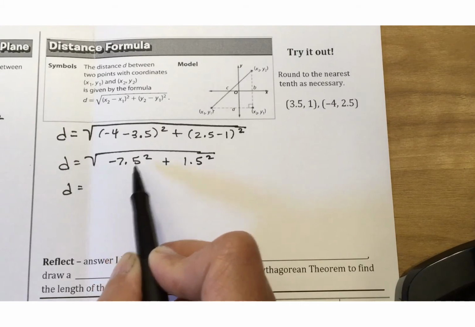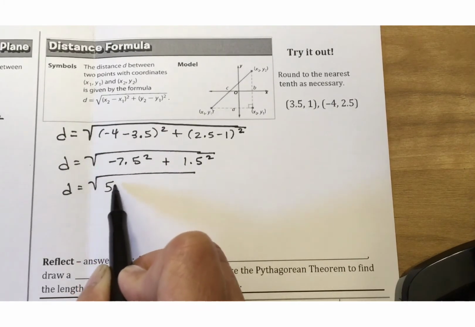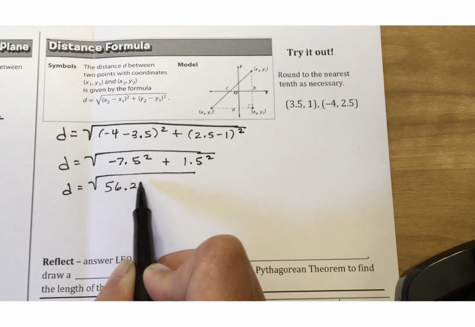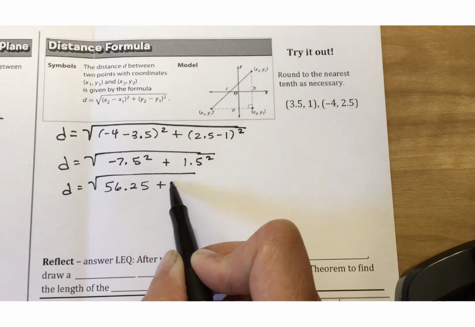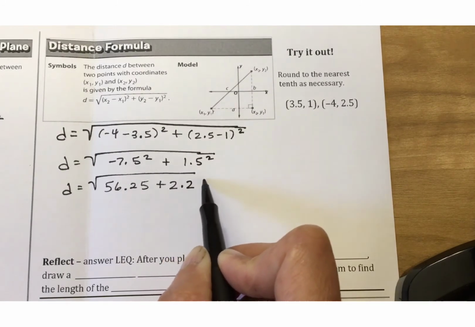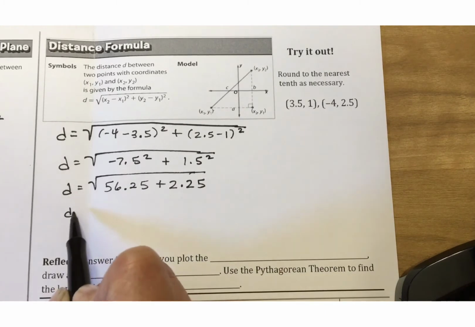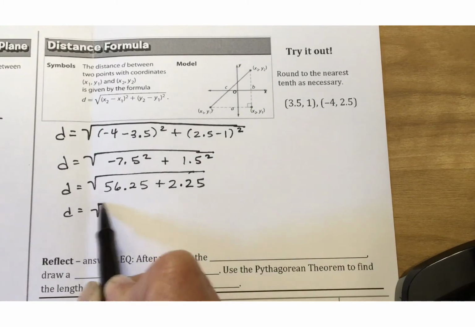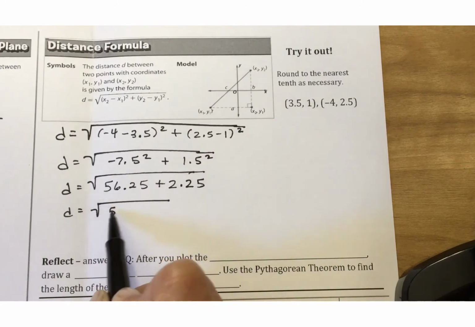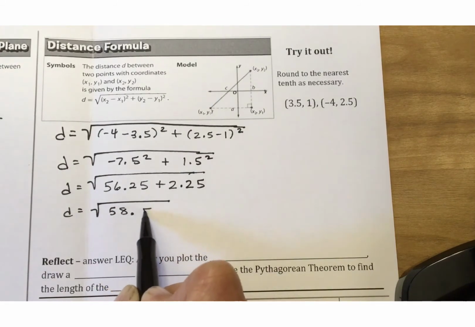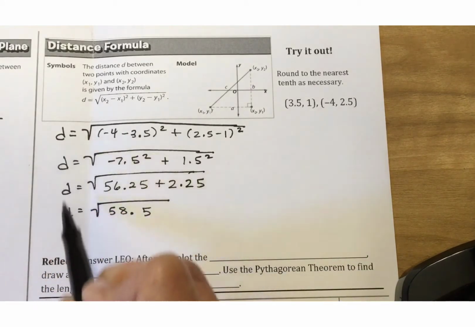So -7.5 squared gives us a positive 56.25. 1.5 squared is 2.25. Add those together. You get 58.5. And again, the last step here, now this is our hypotenuse.